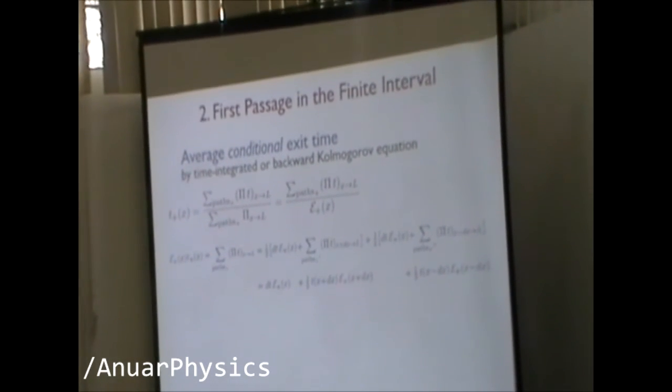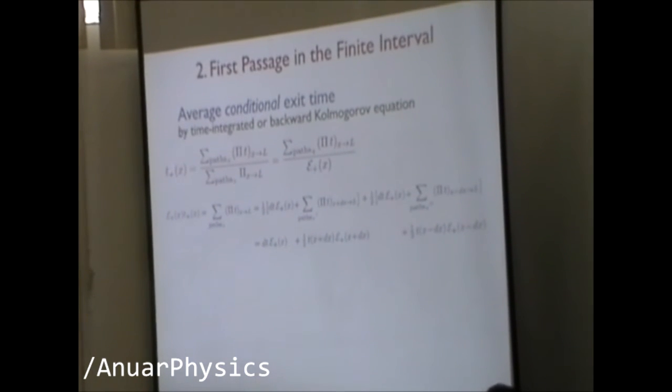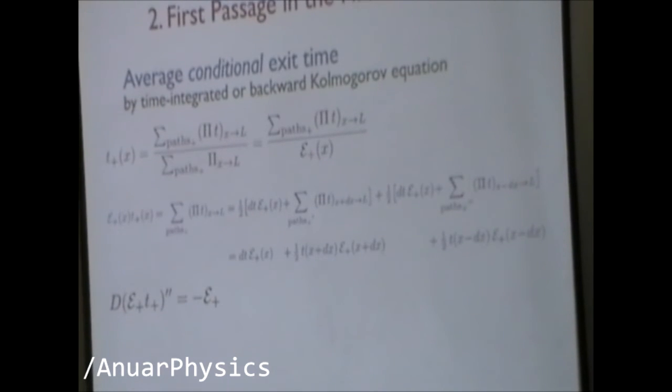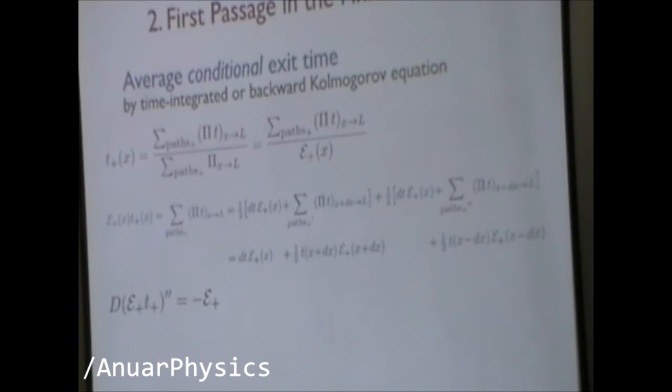But anyways, the point is that by putting the e plus on the left-hand side, we see that the product et was the summation. So the summation starting at x plus dx, again, et, but starting at x plus dx, and et starting at x minus dx. And once again, we do a Taylor series expansion to the second order in dx, and we get this equation for the conditional exit time.